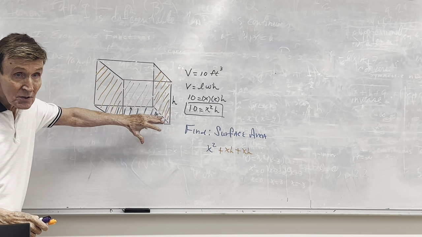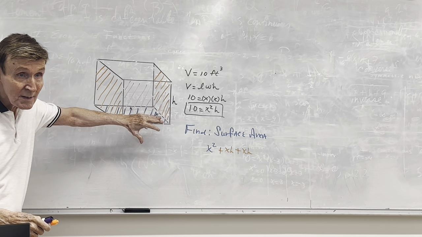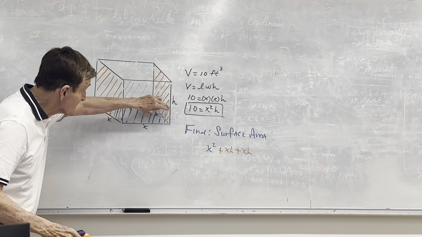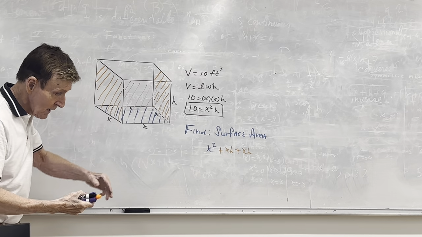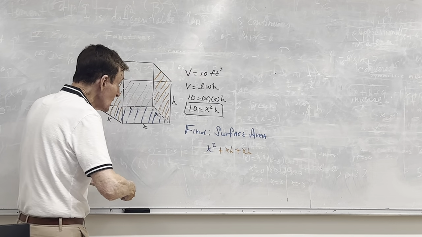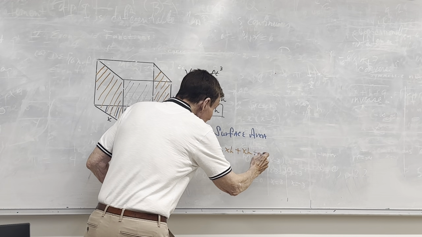Is it another xh? For the one out front? Yeah. Okay, so here we go with that. I'm going to use a different color here. Say this is xh.